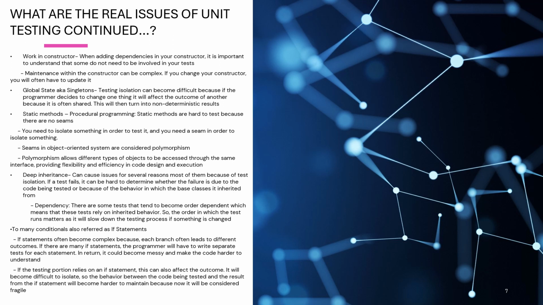Global state, also known as singletons. Testing isolation can become difficult because if the programmer decides to change one thing, it will affect the outcome of another because it is often shared. This will then turn into non-deterministic results.